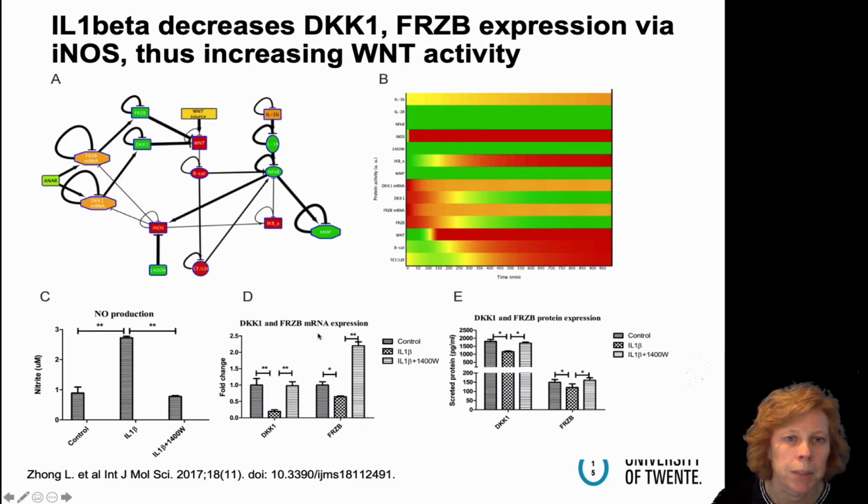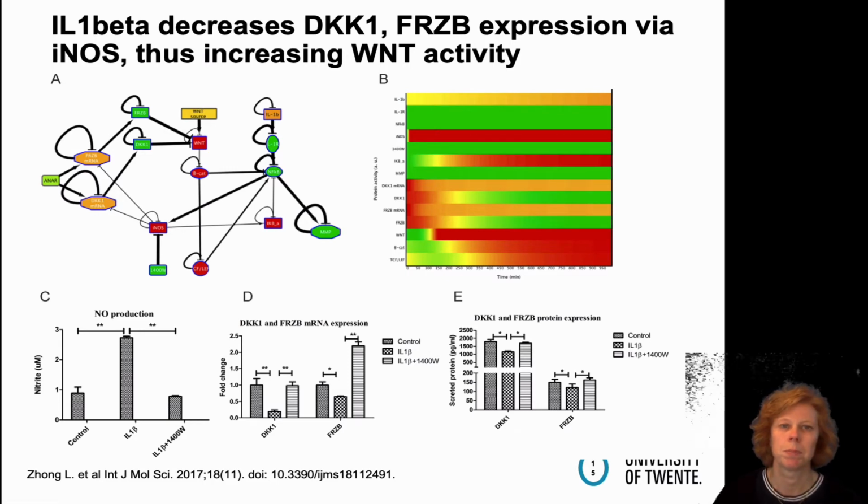And this is shown here. So these are control levels. If we add interleukin-1, DKK1 is greatly reduced, but after inhibition of iNOS, it is back to the control level. In the case of FRZB, it's even expressed higher after blocking of iNOS. And this is true both for mRNA expression and protein expression.